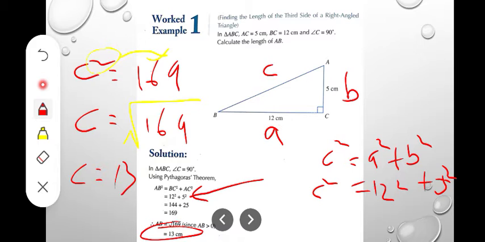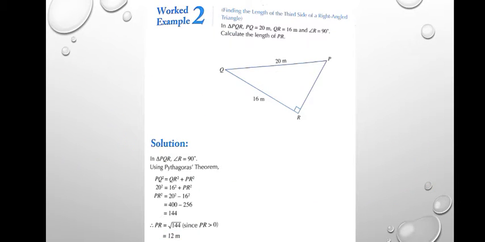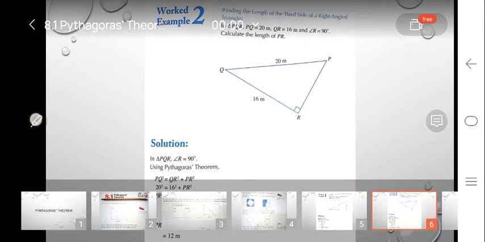Alright. Let's move on to another page. Finding the length of the third side of a right angle triangle. Oh, okay, another one. But this time, the C is given, right? Look at this.